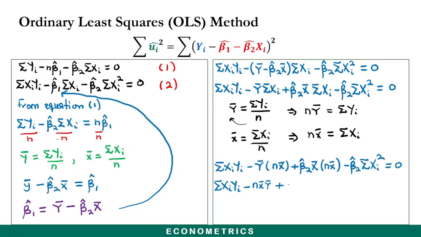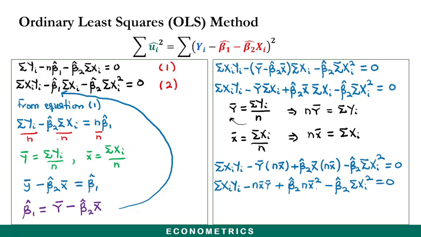let's have beta 2 hat, and then n x bar squared like this, and then this term is going to be minus beta 2 hat and then sigma xi squared, and that is equal to 0. So at this point we want to find beta 2 hat. You can see that we no longer have beta 1 in there like we had originally, so we now have beta 2 terms, so we need to find this.